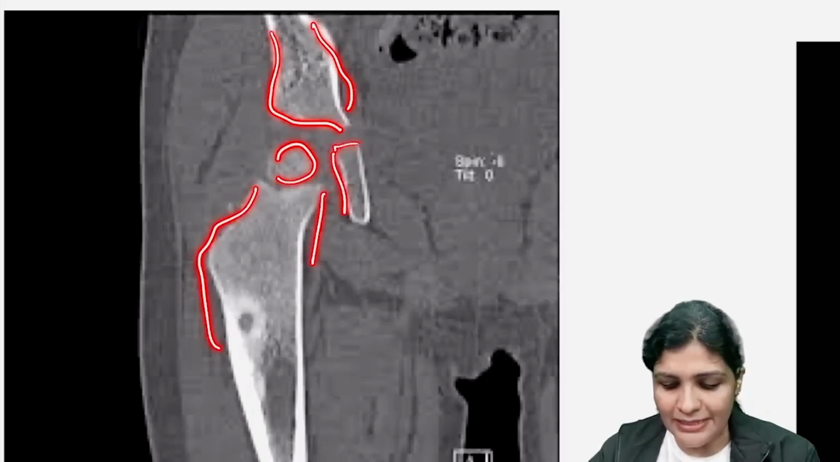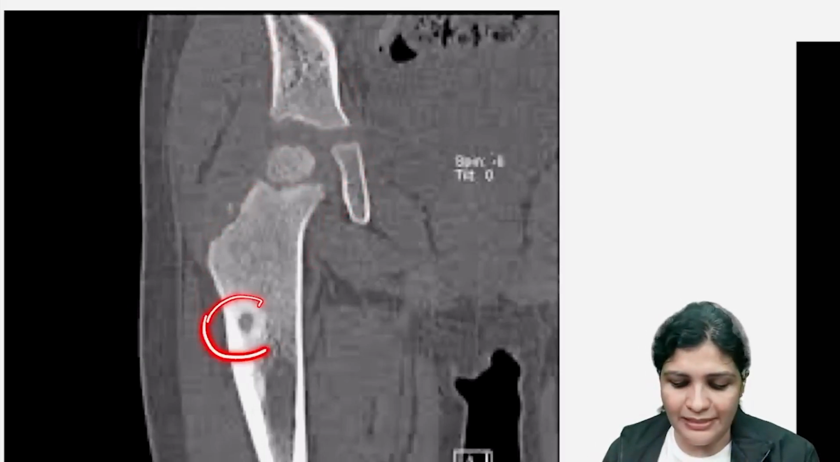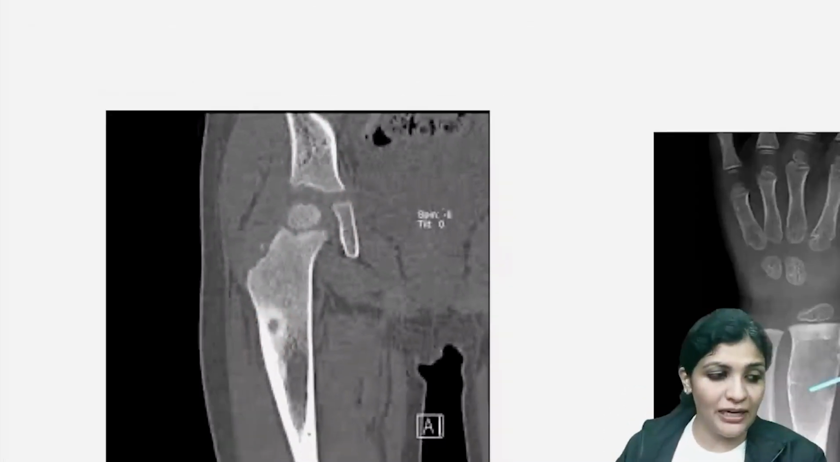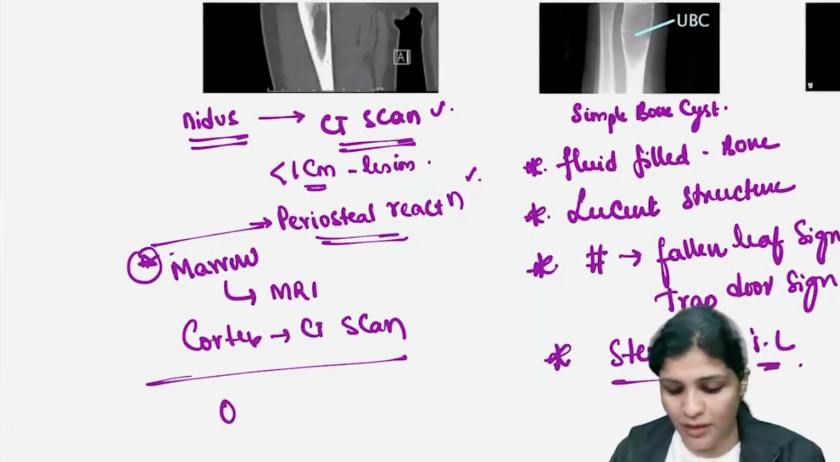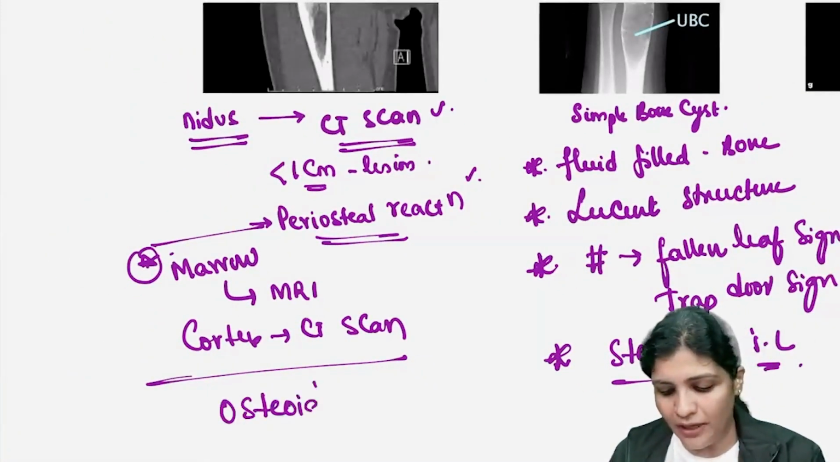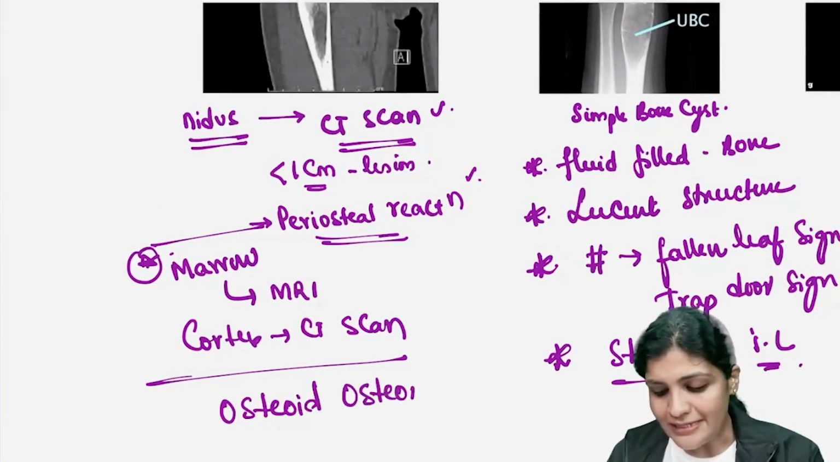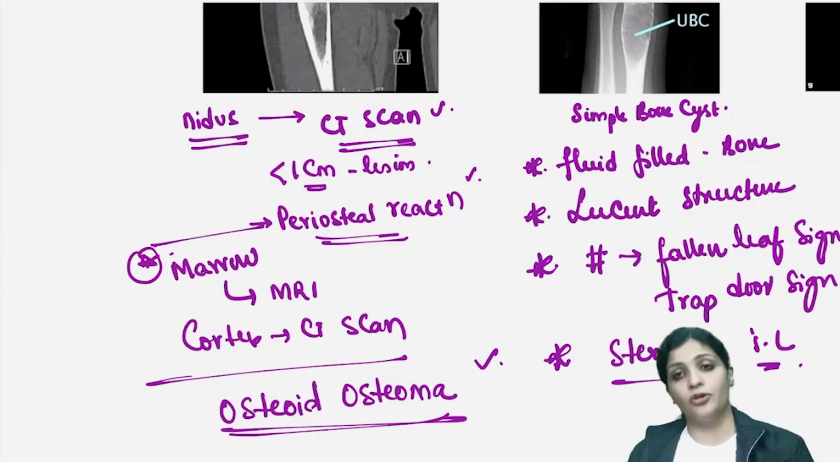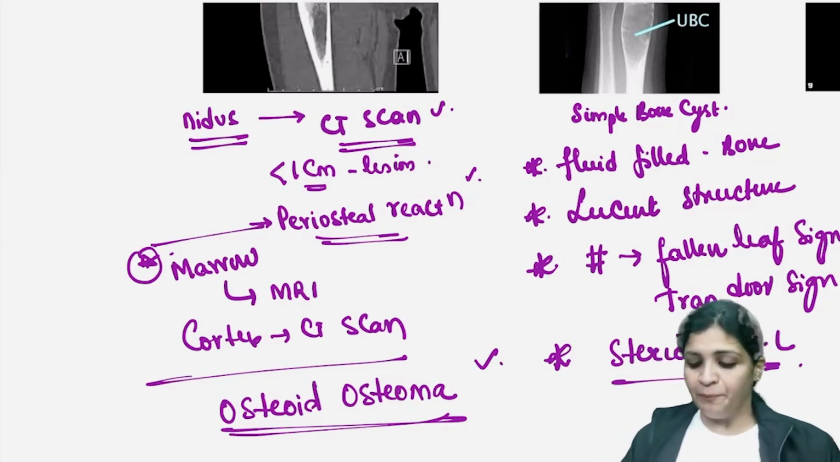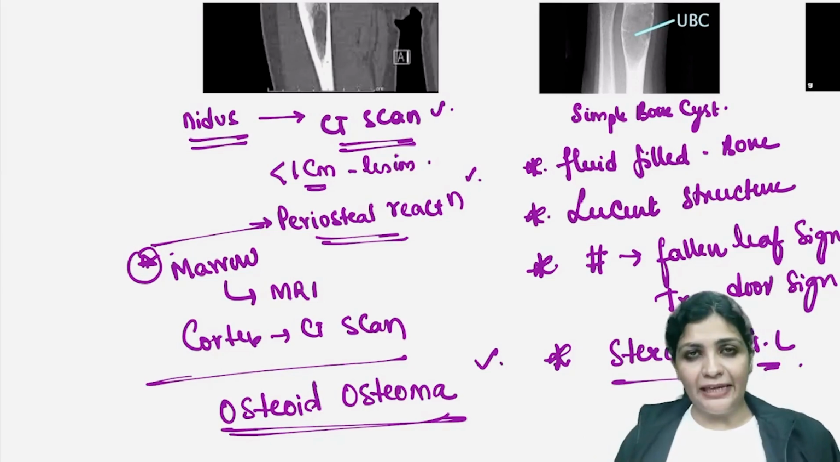So this is the CT scan. Here what you see is the nidus. In which condition do you go for a CT scan? Yes, osteoid osteoma is one tumor where you first order a CT scan, because this is a bone forming tumor, right? So the nidus can be seen in the cortex.